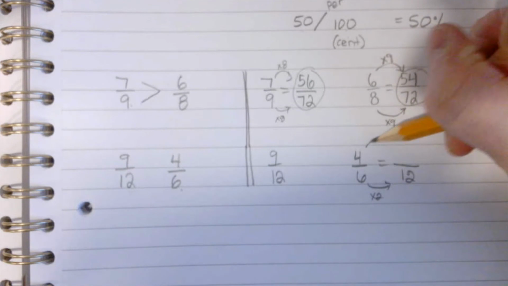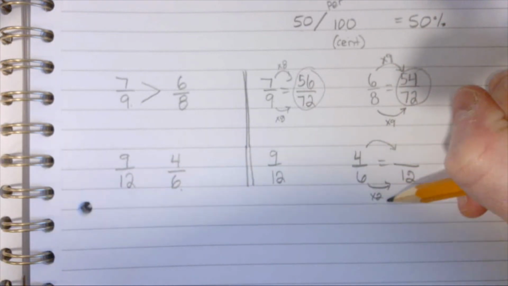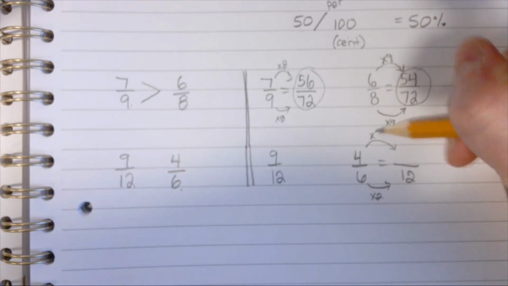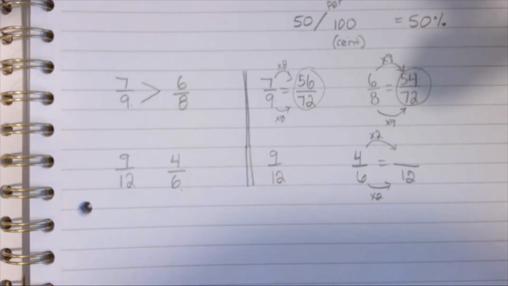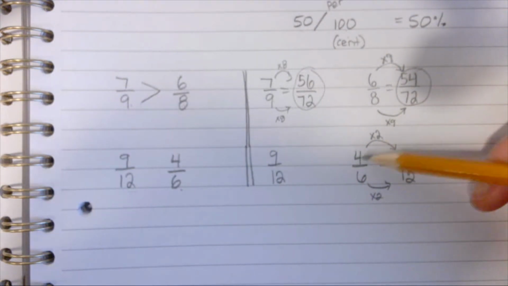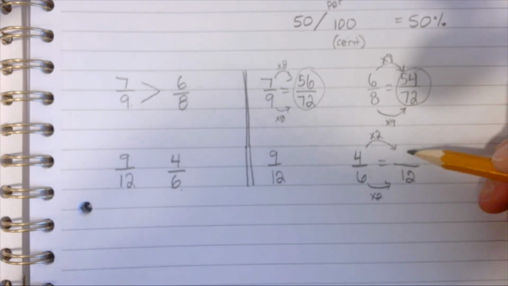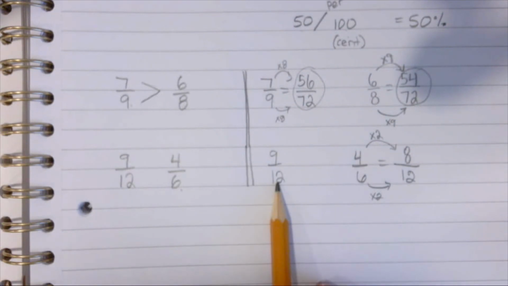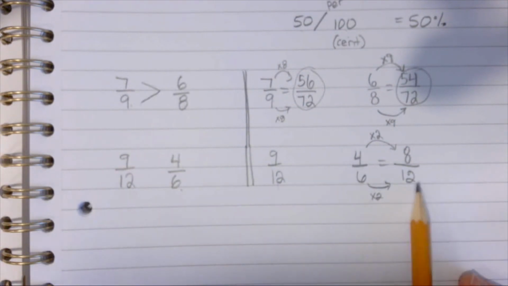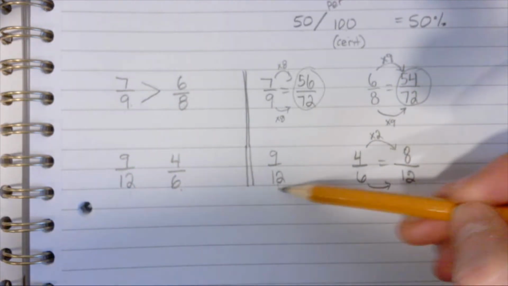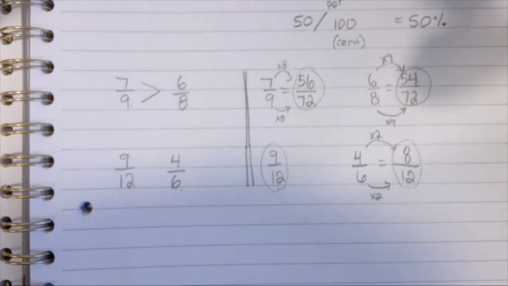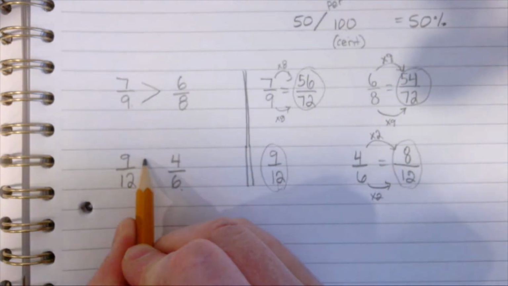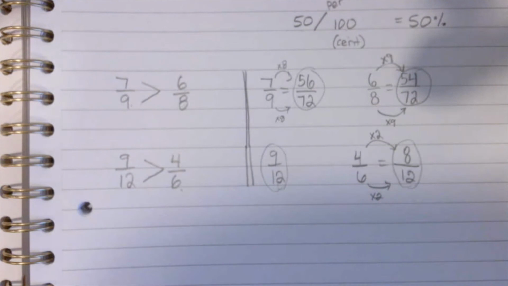And whatever I do to the denominator, I am also going to do to the numerator so that things are kept in proportion. And 4 times 2 is 8. And now I can see that 9/12 and 8/12, I can now compare those. And in that case, 9/12 is the greater fraction.